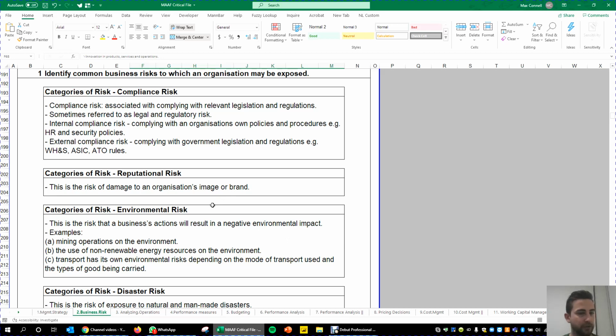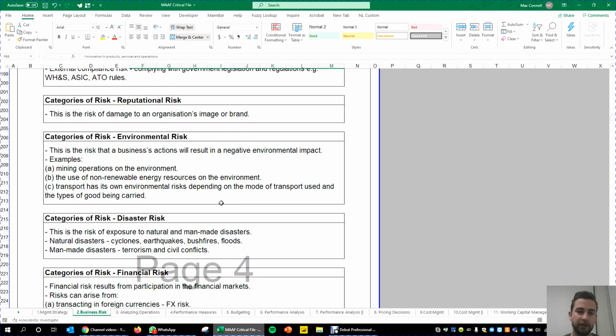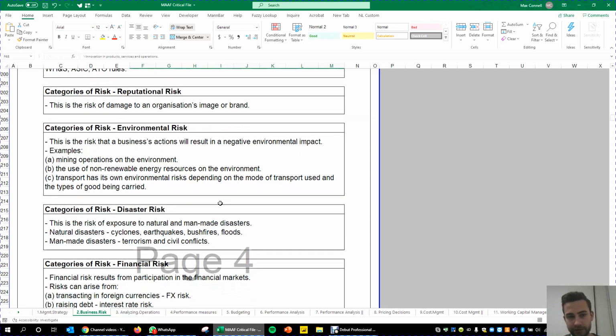Next one is reputational. So this is the risk of damage to an organization's image or brand. Next one is environmental risk. So this is the risk that a business's actions will result in a negative environmental impact. For example, if you're a mining company, recently there was one in the news where a company, Rio Tinto, blew up this Aboriginal landmark, and this resulted in negative press for the company.